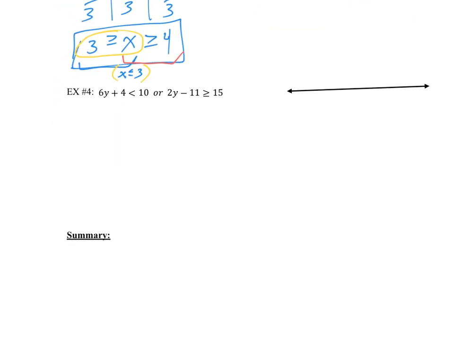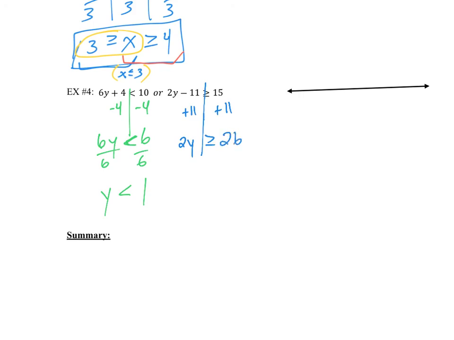Okay, and then the last example, another OR statement. So solve the left one. Get rid of the plus 4, we minus 4. 6y is less than 6. Divide by 6 to get y is less than 1. And then we solve the one on the right. You would add 11 to get 2y is greater than or equal to 26. Divide by 2 to get y is greater than or equal to 13.